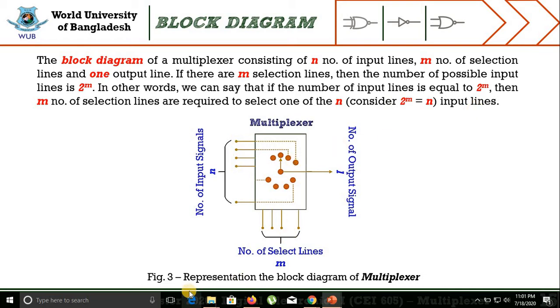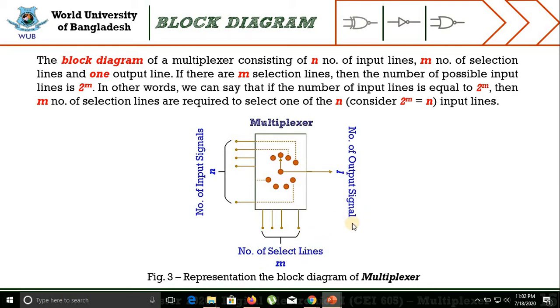Figure 3 represents the general block diagram of a multiplexer. If you look at the block diagram, you will find three sections: the left section, the middle section, and the right section. In the left section you may find the number of input signals, symbolized by small letter n. And in the middle and bottom section of the rectangular box, you may find the number of select lines, symbolized by m.